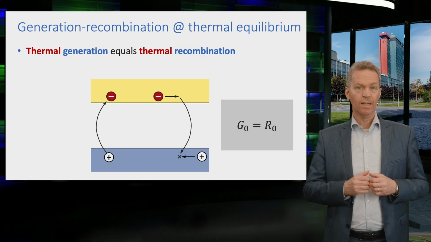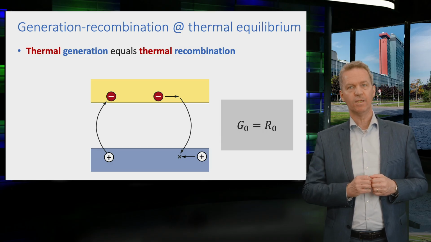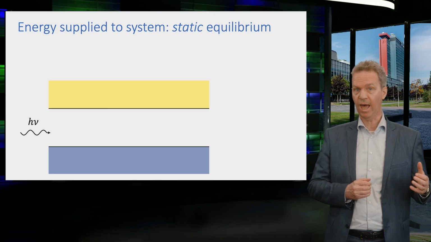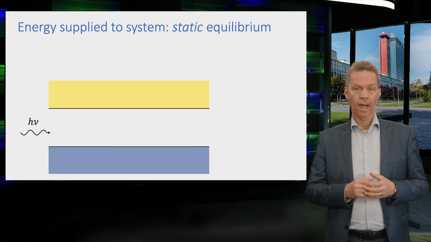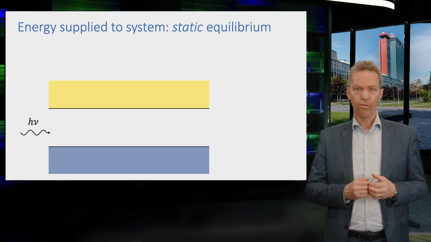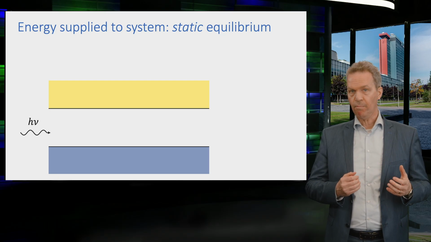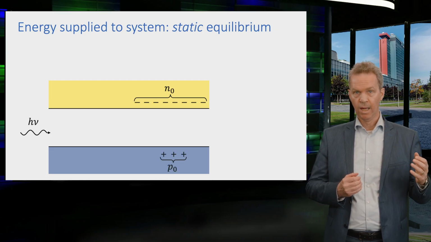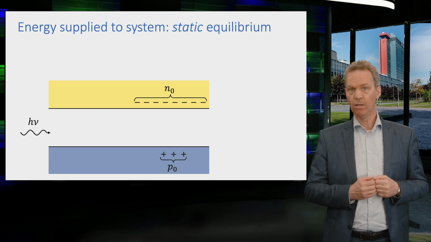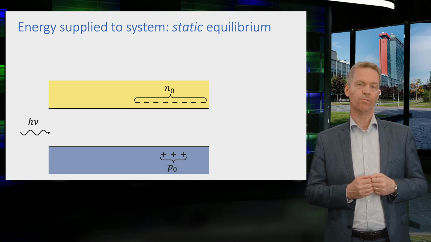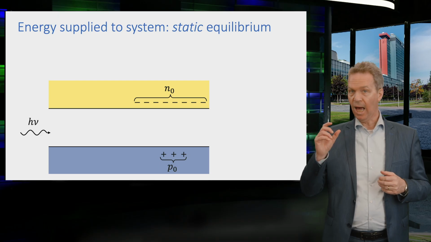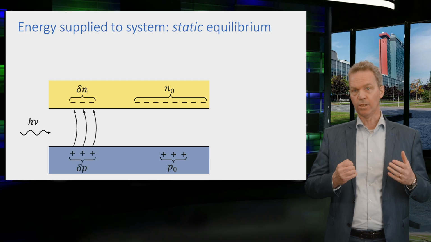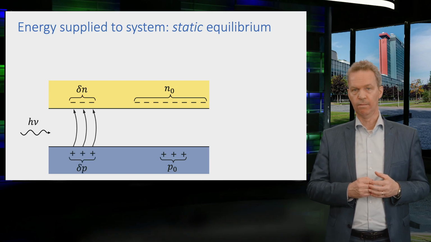Now we move to a situation in which energy is supplied to the system, for instance, by illumination, as is represented here with a photon with energy h nu. In this case, the system is not in thermal equilibrium. We will split up this system in a part that represents the situation in thermal equilibrium, in which N0 and P0 represent the electron and hole concentrations in thermal equilibrium, and add to that the extra electron and hole concentrations that are generated by the illumination.